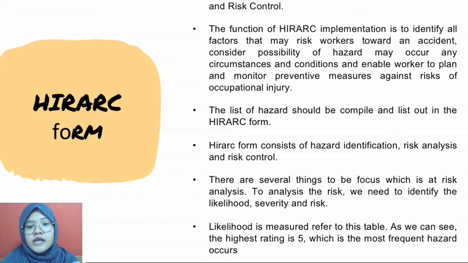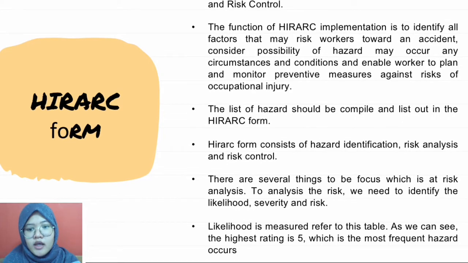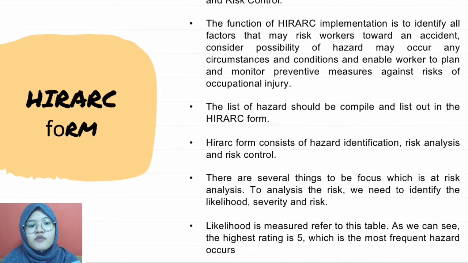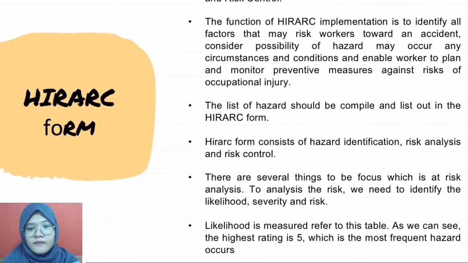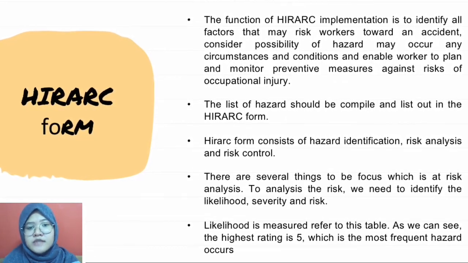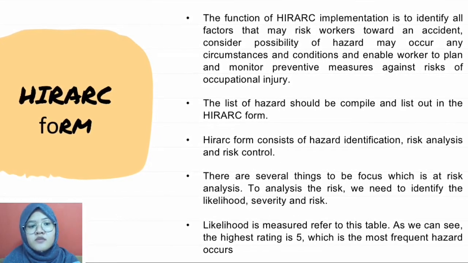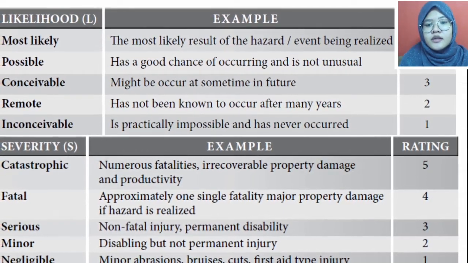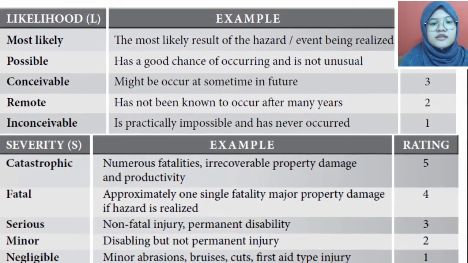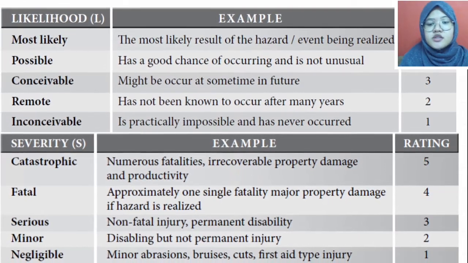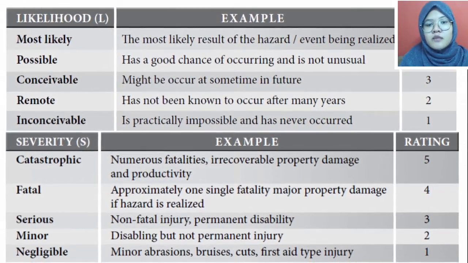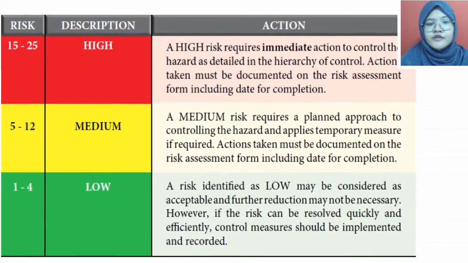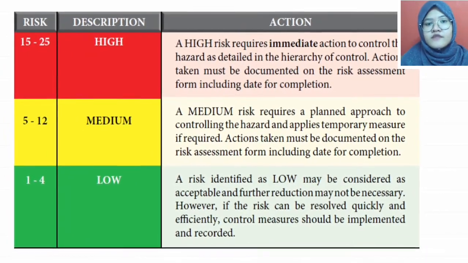The HIRAC form consists of hazard identification, risk analysis, and risk control. There are several things to focus on, which is risk analysis. To analyze the risk, we need to identify the likelihood and the severity. Likelihood is measured by referring to this table. As we can see, the highest rating is 5, which is the most frequent hazard. Severity is based upon an increasing level of severity to an individual's health, the environment, and property. The highest rating shows numerous people died and property damage cannot be covered. And the risk is calculated by likelihood multiplied by severity to get the relative risk.